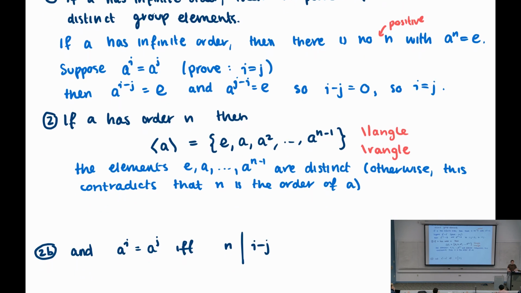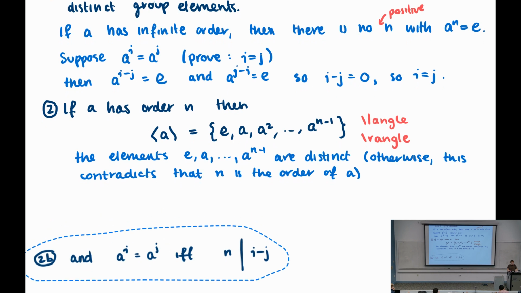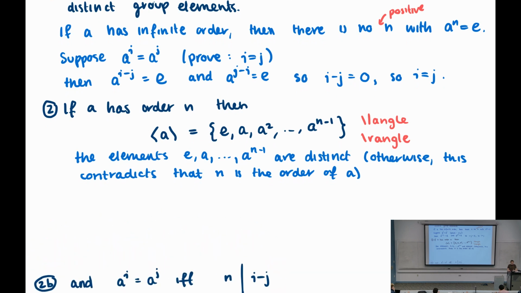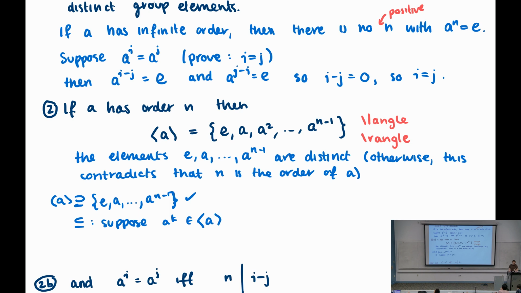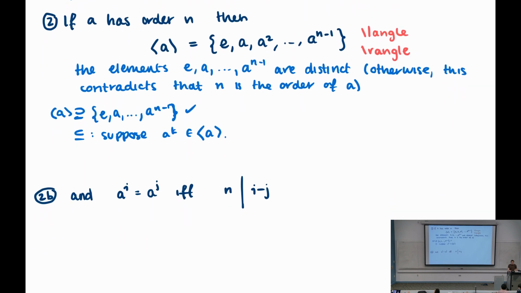Okay, so certainly we have this containment, right? The subgroup generated by A contains all of these things. So this is true. Now we'll prove the other containment. So suppose a to the k is some element of the subgroup generated by A.